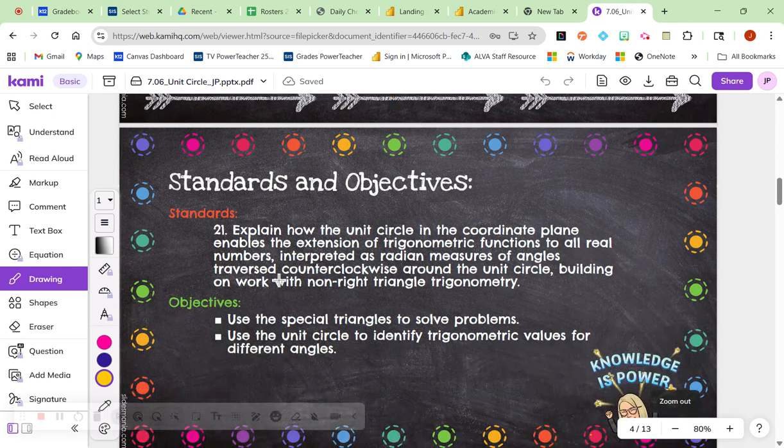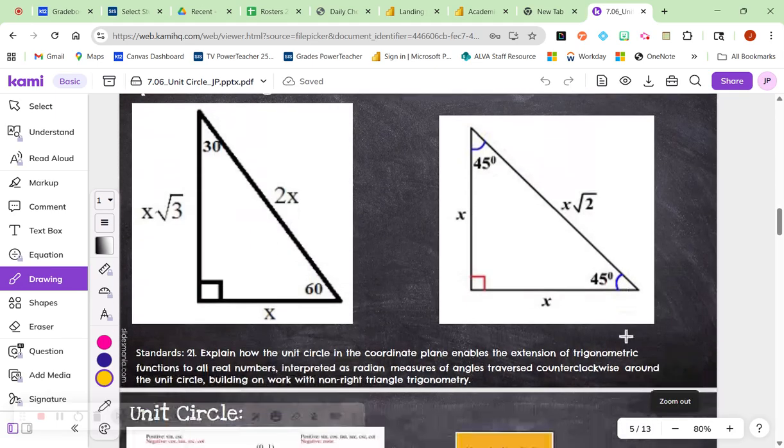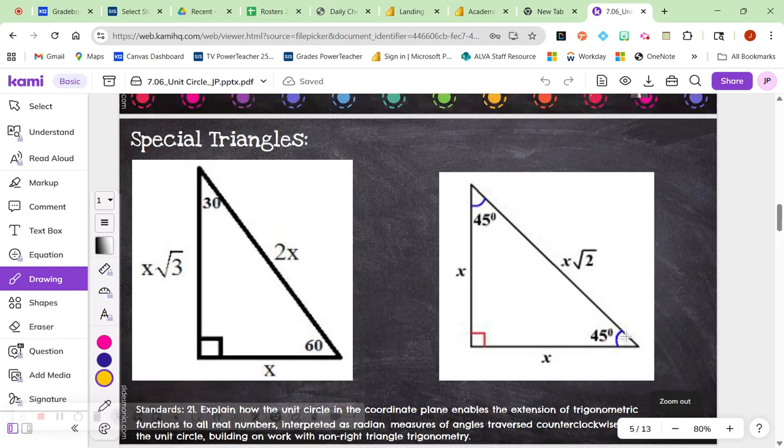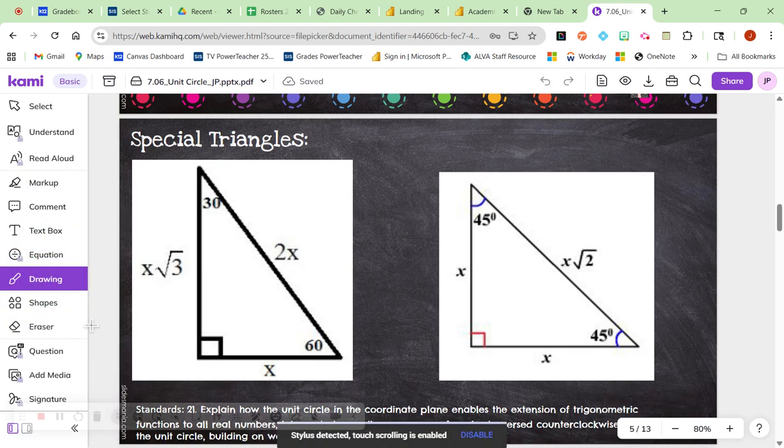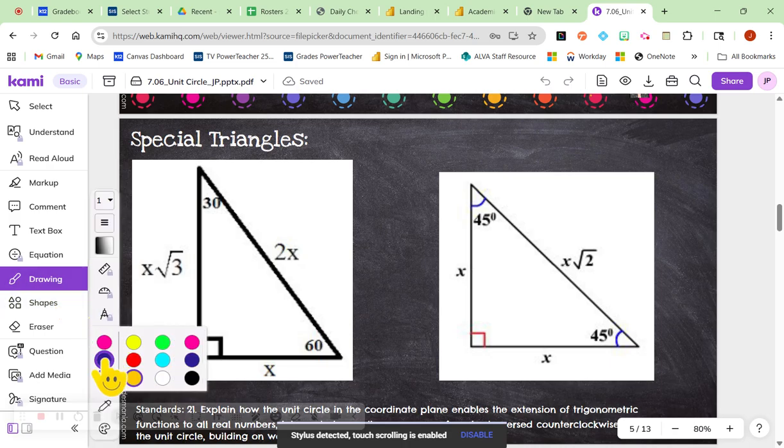We're going to be looking at course of study number 21, solving special triangles and using the unit circle. I wanted to start off by reviewing special triangles. This is something that you did in algebra and geometry. You may not remember it, so I do want to talk about special right triangles.